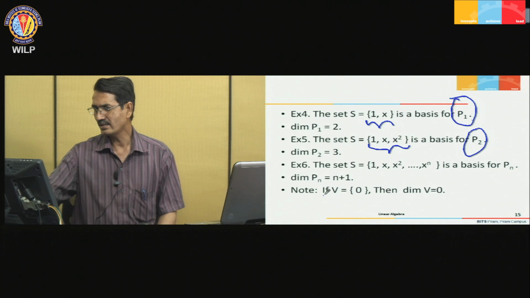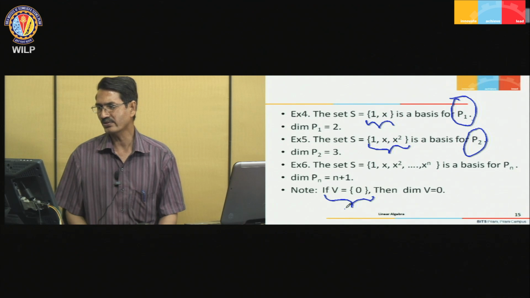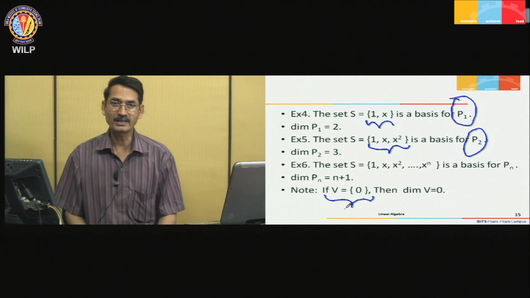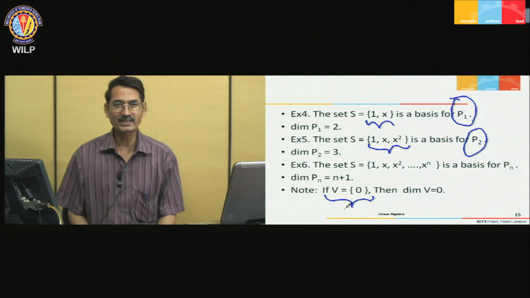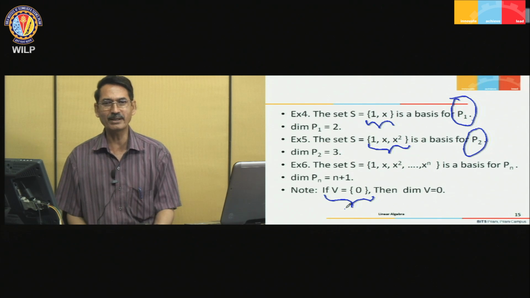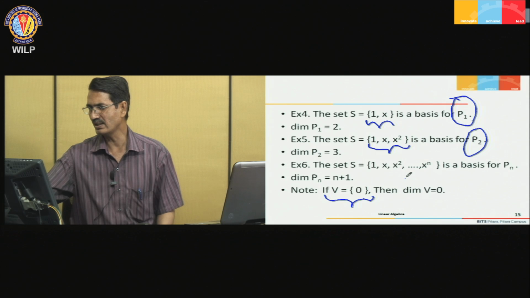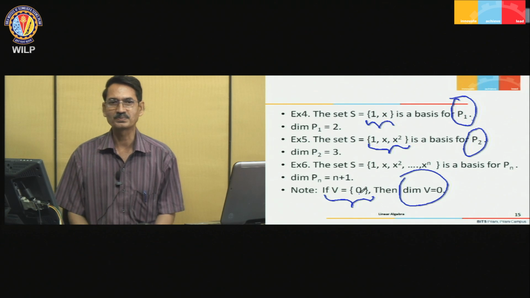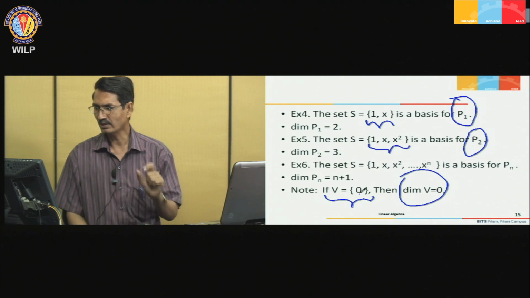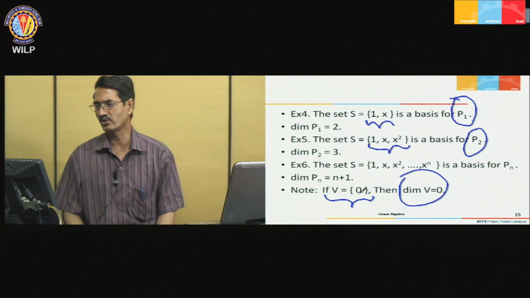Suppose V is the zero space. It is always linearly dependent, so it cannot have any basis. If it cannot have any basis, it cannot have any element, and therefore the dimension of V is 0. So the dimension of a zero space is always 0.